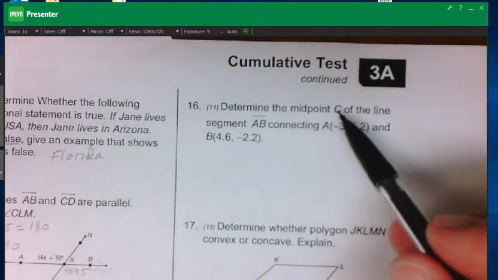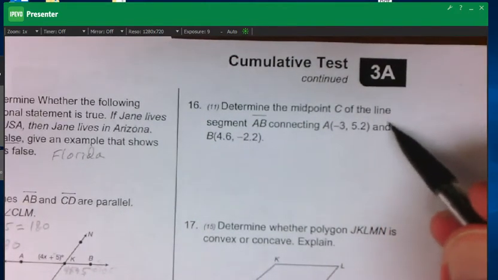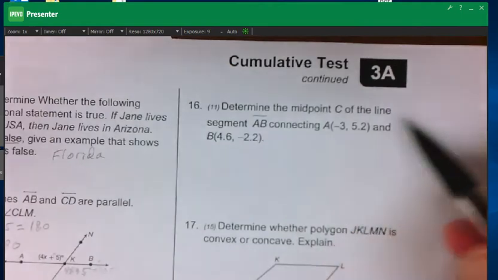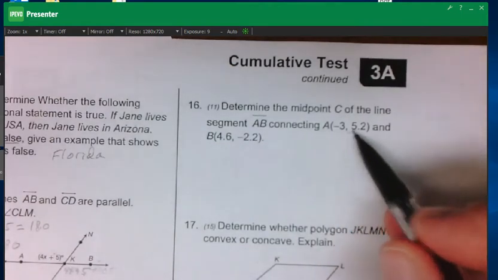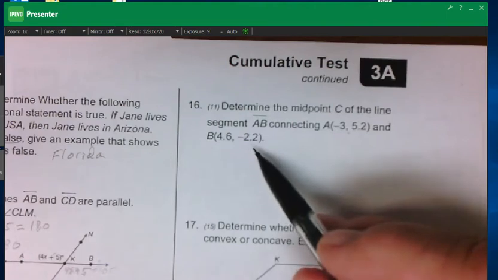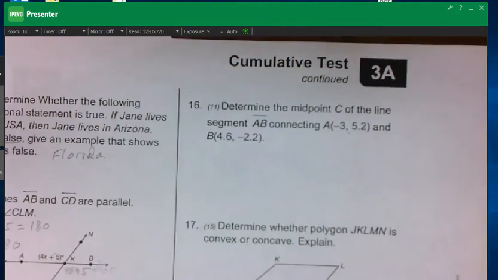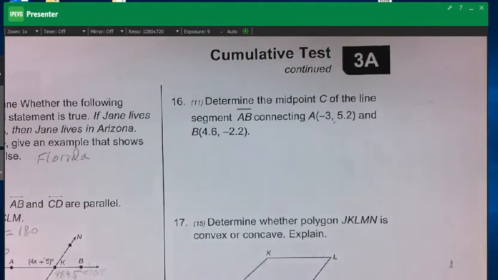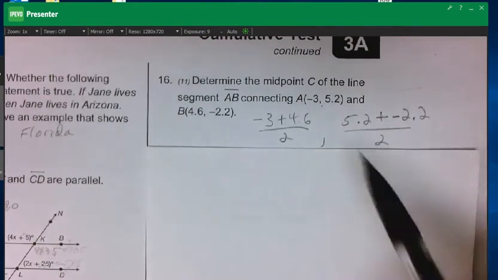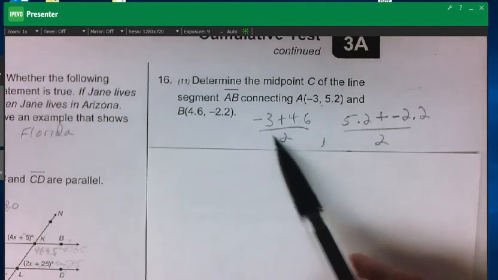16, we're to determine the midpoint of the line segment AB, connecting this point and this point. So that's another midpoint problem. We're going to get that set up. All right, we've got it set up. For the midpoint, this would represent your x.